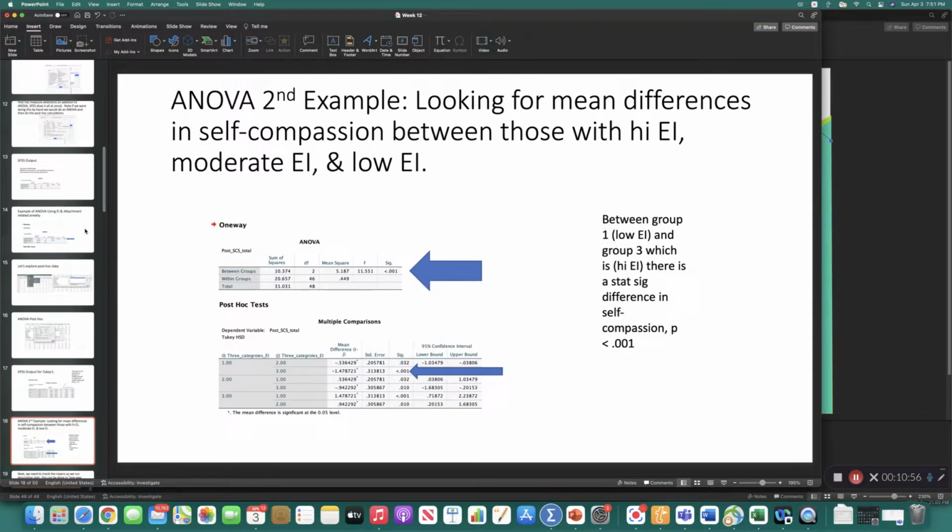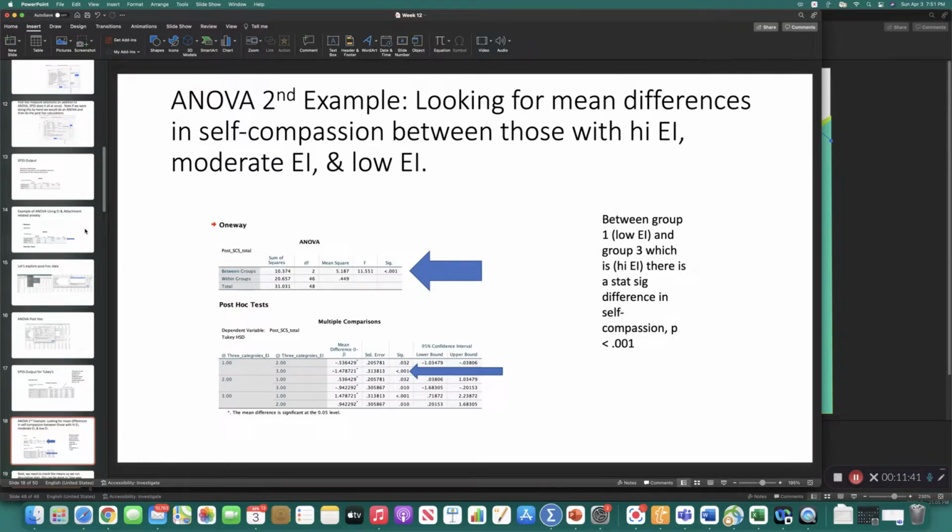Well, let's look at self-compassion or self-empathy, right? Between people who had a high, a moderate, or a low level of emotional intelligence at the time of pretest, right? Before they even started the treatment. Was there any difference in their self-compassion? So here we find this is statistically significant at the p is less than 0.001 level. So you could say between group 1, low emotional intelligence, and group 3, which is high emotional intelligence, there is a statistically significant difference in self-compassion at the p is less than 0.001 level. So that's exciting to find out.